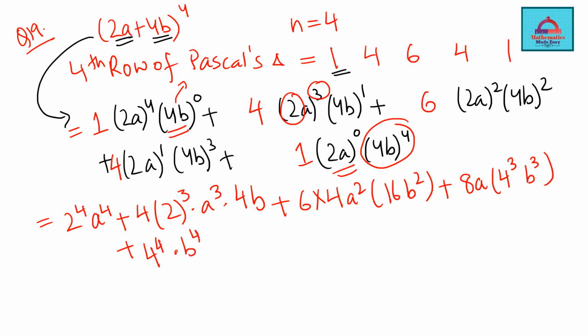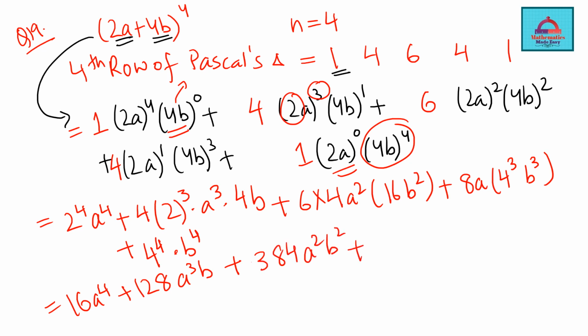So if you simplify, in the next step 2 to the power 4 comes 16, a to the power 4, multiply all these numbers, 4 with 8 with 4, so it comes 128. We are left with a cube b, plus multiply all the numbers here, it will come 384, a square b square, multiply 8 with 64, it will come out to be 512 a b cube, and finally the last term 256 b to the power 4. So this is the final answer for question 19.